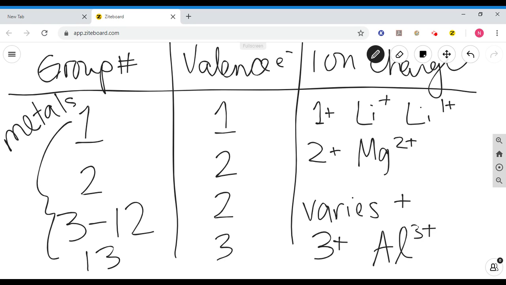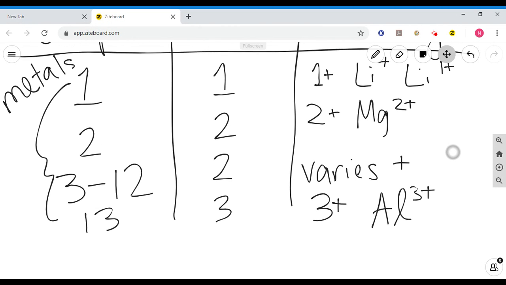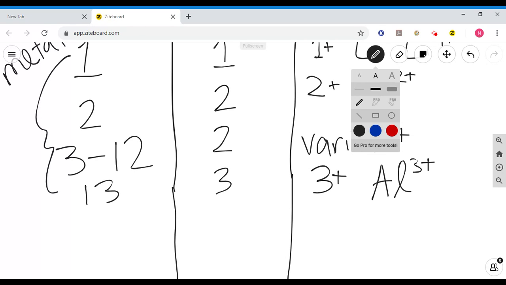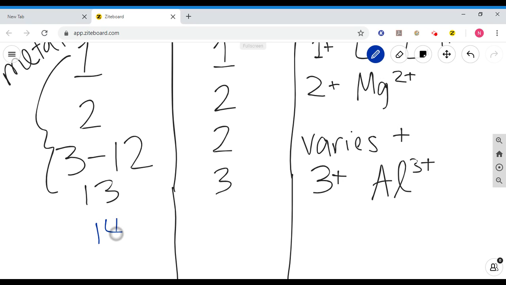Okay. All right. I'm going to switch colors. We're going to go to group 14. Group 14 is special because sometimes it participates in ionic bonds and sometimes it doesn't. It depends if what you're talking about in group 14 is a metal, a metalloid, or a nonmetal. It has 4 valence electrons, and if it does ionic bonding, it's going to have a charge of 4 plus, or it might vary. We'll talk about how you can figure out if it's going to vary.